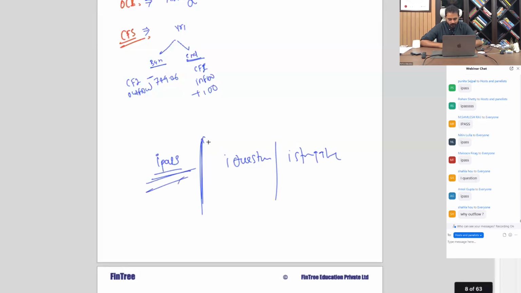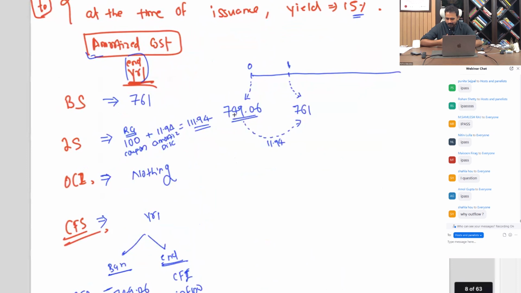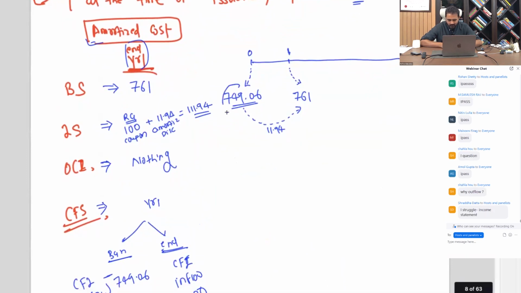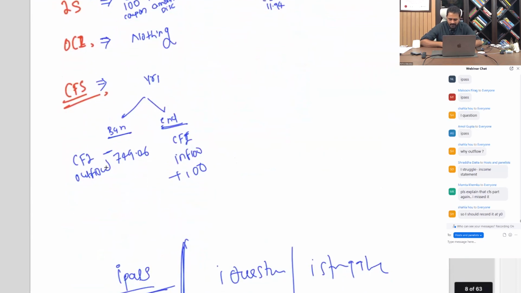Good. What's the question then? Why outflow? At time 0, when I'm purchasing the bond, I have to pay money to buy the bond. That's the outflow here, 749. Time 0, I buy the bond, so I pay money, so it's an outflow in CFI.